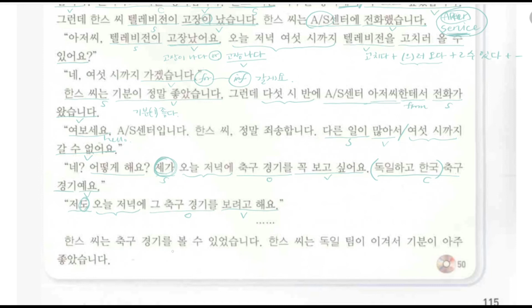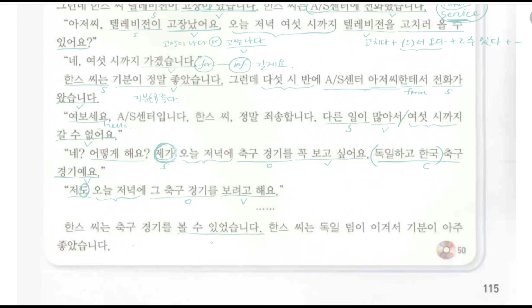한스 씨는 축구 경기를 볼 수 있었습니다. So, what happened? He was able to watch it. 한스 씨는 독일 팀이 이겨서 기분이 아주 좋았습니다. So, Hans is German, isn't it? 한스 씨는, okay, let's divide it into two clauses. Here. 자, 기분이 아주 좋았습니다.